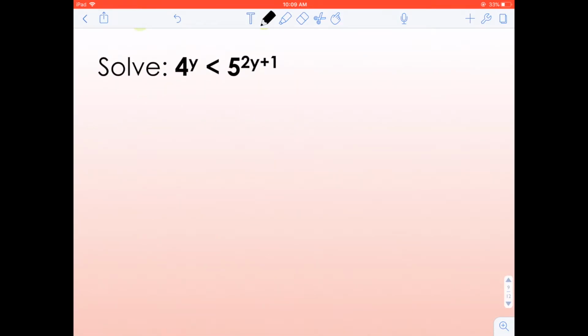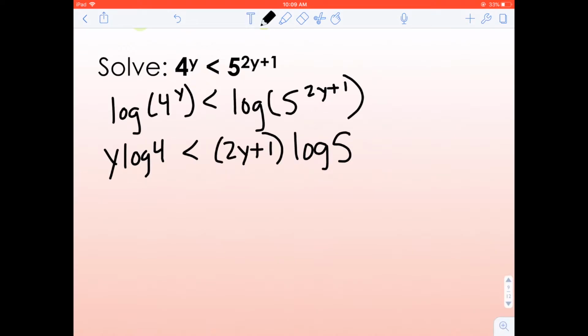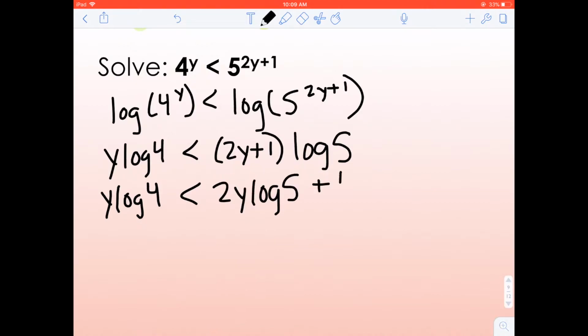All right, let's see how you did. So we take the log of both sides. Log of 4y is less than log of 5 to the 2y plus 1. Use our properties of logs, so we get y times log of 4 is less than 2y plus 1 times log of 5. Distribute on the right side. So we get 2y log of 5 plus log of 5 by distributing here.